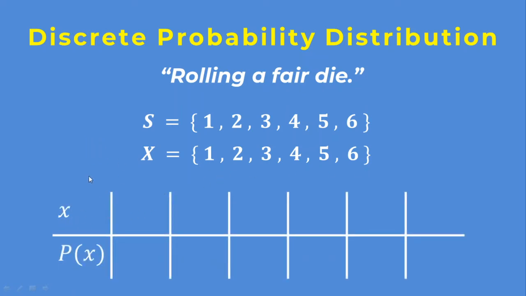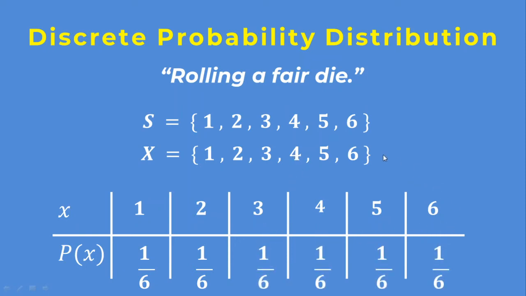Tapos, if we're going to write it in the discrete probability distribution, ilalagay lang natin dito yung element ng random variable x, which is 1, 2, 3, 4, 5, and 6. So hanapin lang natin yung probability. Dito sa 1, kung makita natin sa sample space natin, isang beses lang siya nagkaroon ng 1. Isang beses lang. So, 1 out of 6 or 1/6. Itong 2, ganun din. 1/6. Itong 3, 1 over 6. Itong 4, 1 over 6. Ganoon din yung 5 and 6.